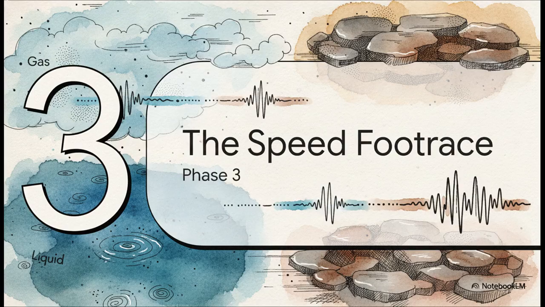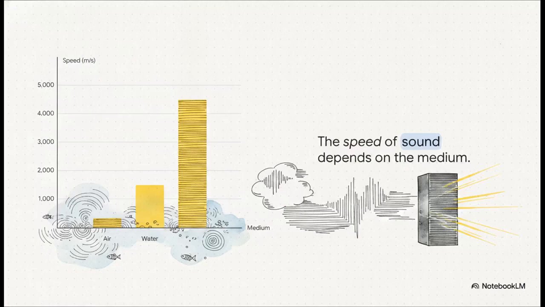Section 3, the speed foot race. Okay, look at the massive contrast in these numbers here. When sound travels through a gas, like regular air, it moves at a pretty respectable 330 meters per second. But watch what happens when it hits a liquid like water. The speed jumps to 1,500 meters per second. That's huge. And if that vibration enters a solid block of steel, boom, it rockets to an unbelievable 4,500 meters per second. So the physical state of the material completely dictates the speed limit of the sound wave. It is astronomically faster in solid steel than in gas.